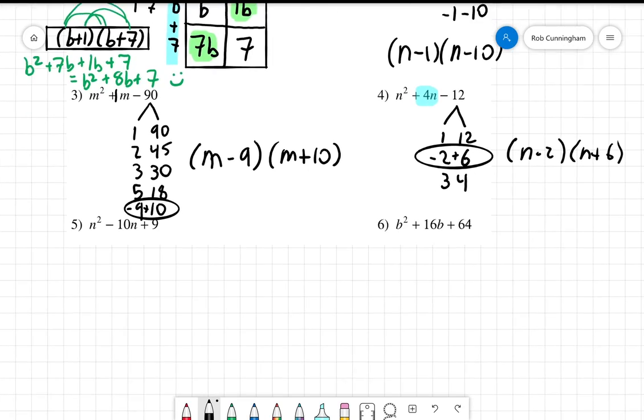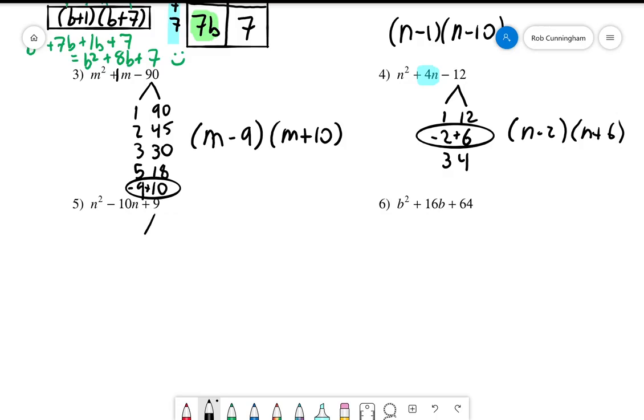Two more. N squared minus 10n plus 9. I need two numbers that multiply to make positive 9 and add to make negative 10. Well, if you've been following along, you should be able to pretty quickly pick up negative 9 and negative 1. Negative 9 times negative 1 is positive 9. Negative 9 plus negative 1 is negative 10. So my answer is n minus 9 times n minus 1.